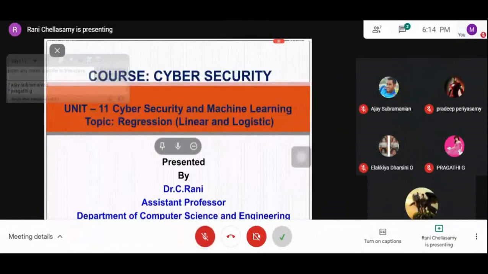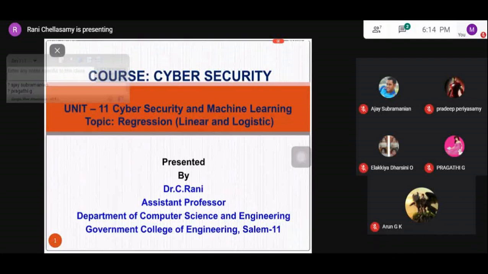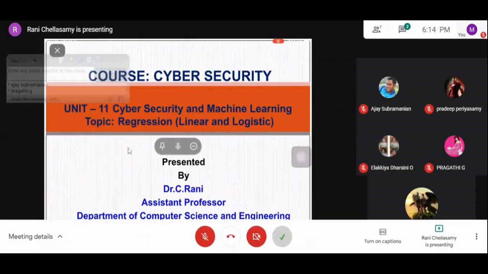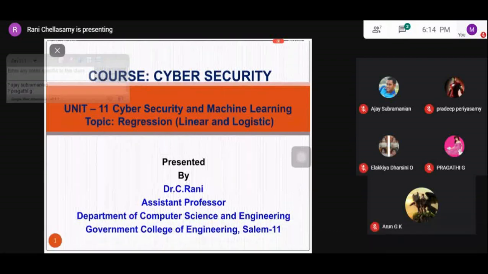So let me start with today's session. We are going to see the topic called regression algorithm. So far we are coming up with the machine learning algorithms. In the last three sessions, we have dealt with the classification algorithms. Under the classification, today we are going to see the regression algorithm. There are two kinds of regression algorithm that we are going to see in today's session, that is linear regression and logistic regression algorithm.